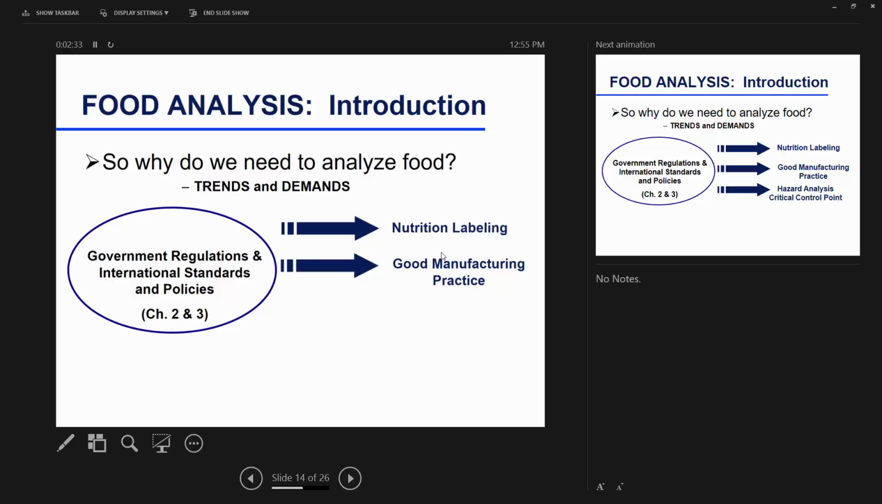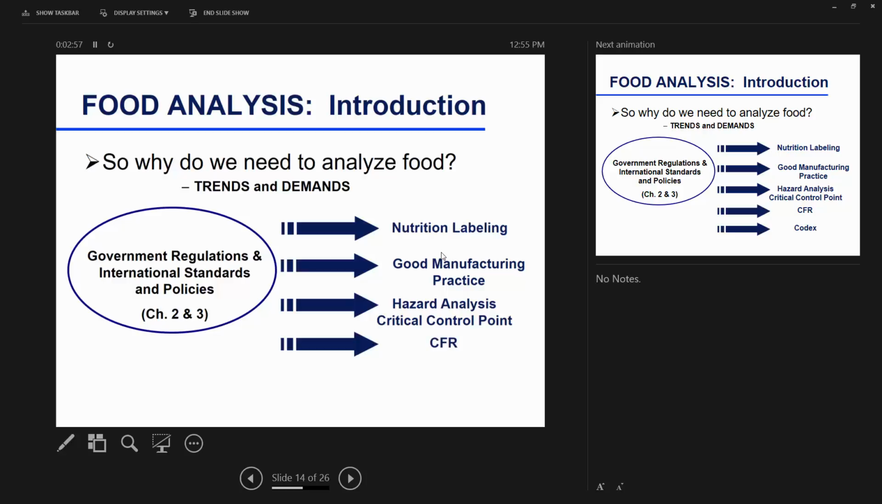So also you're mandated by the government to follow good manufacturing practice and also the hazard analysis critical control point, which is the HACCP. So these are things that you learn about in quality control course. So I'm not going to go over in detail, but basically you want to maintain a certain standard, certain quality, and you analyze for that during processing and at the end of processing as well.